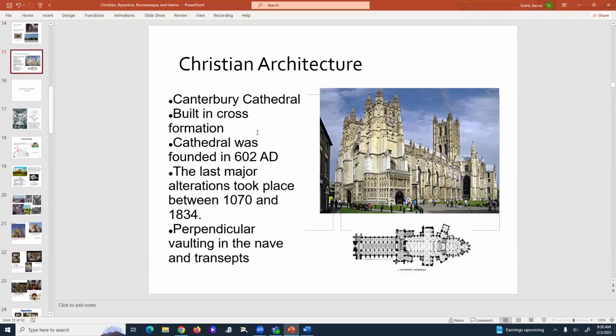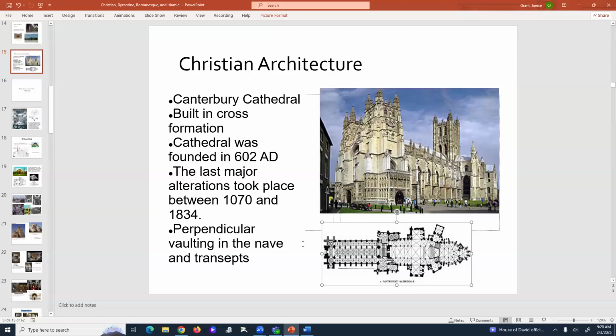Canterbury Cathedral here is now that full plan showing all of those elements that we just looked at right there. A good example of it.